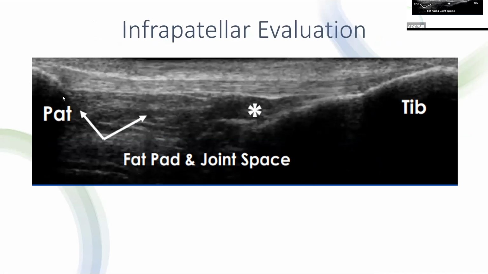Infrapatellar evaluation, here's the patella. Here's the patellar tendon coming down, attaching at the tibia. There's not a lot of irregularity here, so this person probably doesn't have any Osgood-Schlatter's disease. Here's our Hoffa's fat pad.